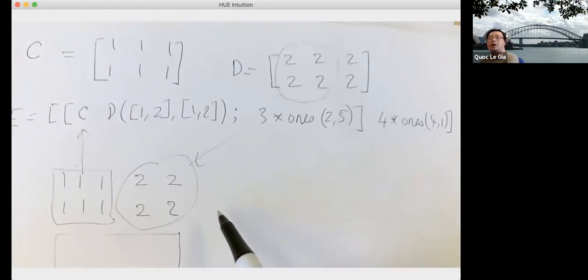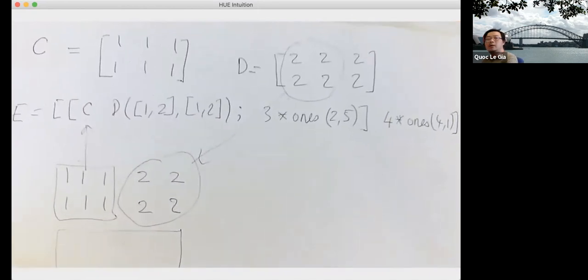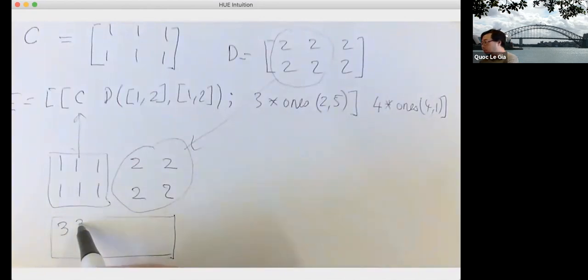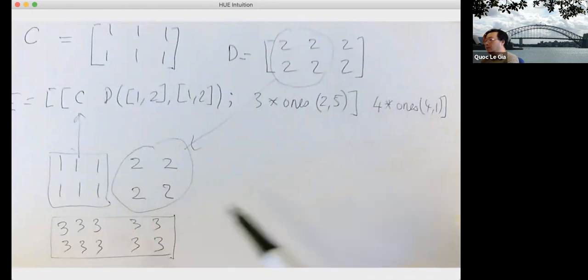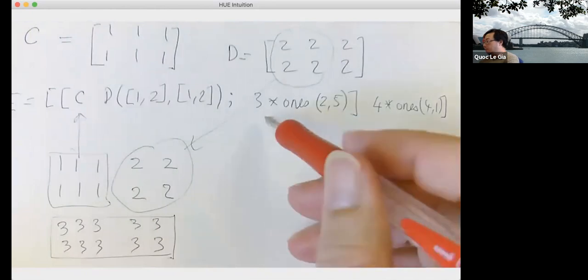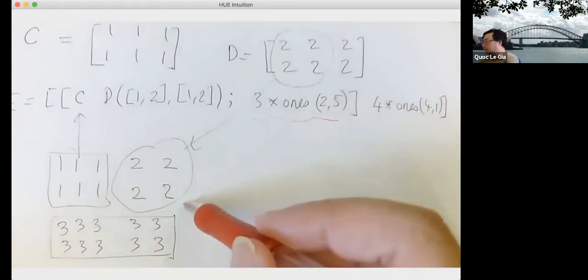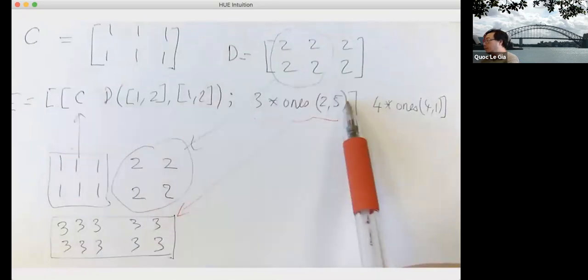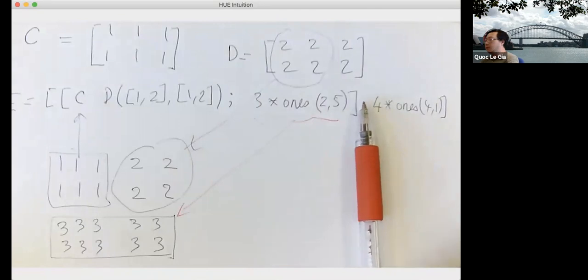Okay. And what are the entries? You can see that the entries are ones and then multiplied by 3, so all the entries are 3. So it will become 3, 3, 3, 3, 3, 3, 3, 3, 3, 3. Okay. So this comes from this part. And so you have built up the first submatrix of the matrix E already.